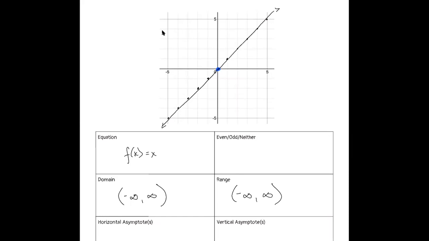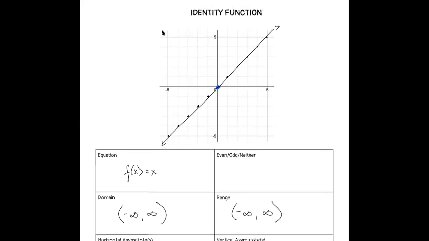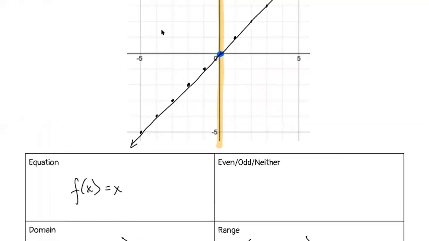All right. So before we move on to the asymptote, let's look at the shape of this. If I were to fold this right over the y-axis, is the right half going to match exactly with the left half? No. So since the right half will not match with the left half, we know that it is not even.